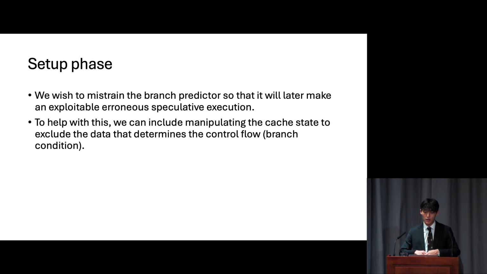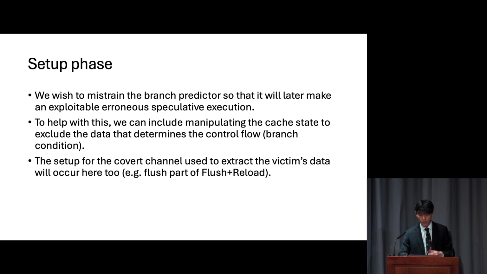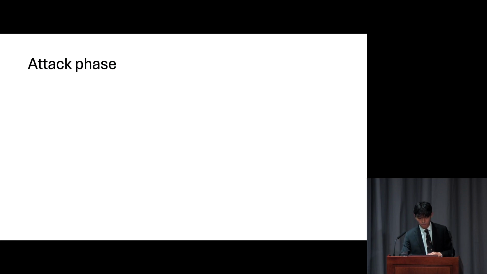So at the setup phase, we can actually put that in main memory such that the processor will have to speculatively execute. And also here, we want to set up for the covert channel, the covert channel being the side channel that's going to give us the data. So the setup for the covert channel used to extract the victim's data will occur here too, which is going to be the first part of Flush and Reload, the flushing of the cache line. Okay. So this is setting up the attack.